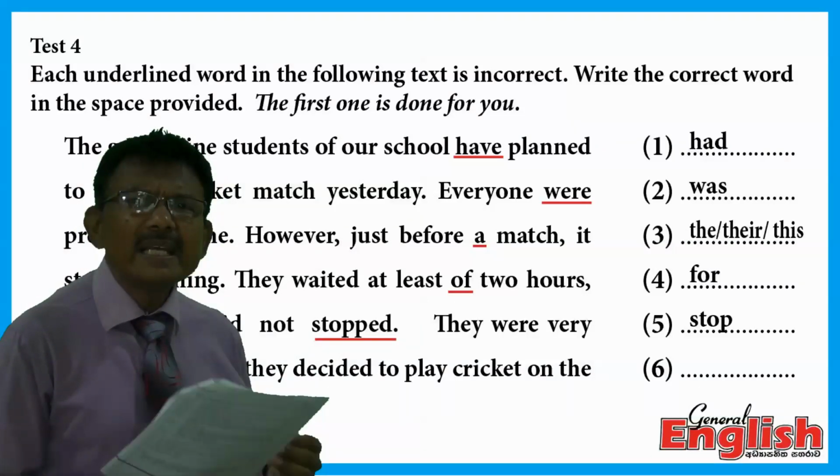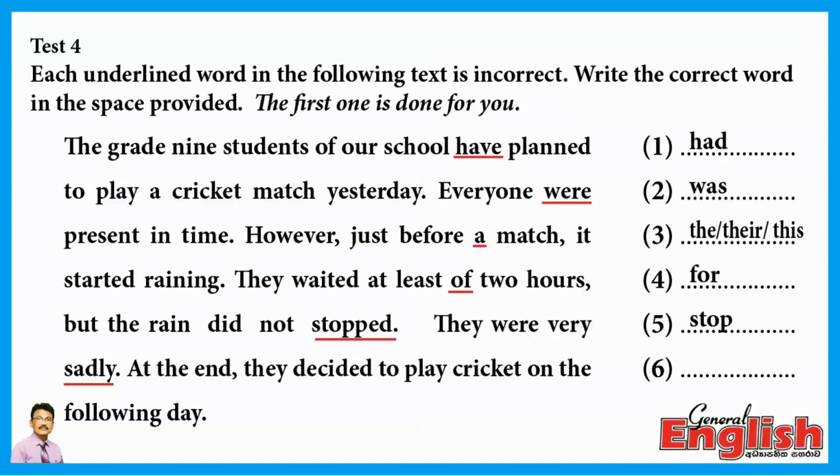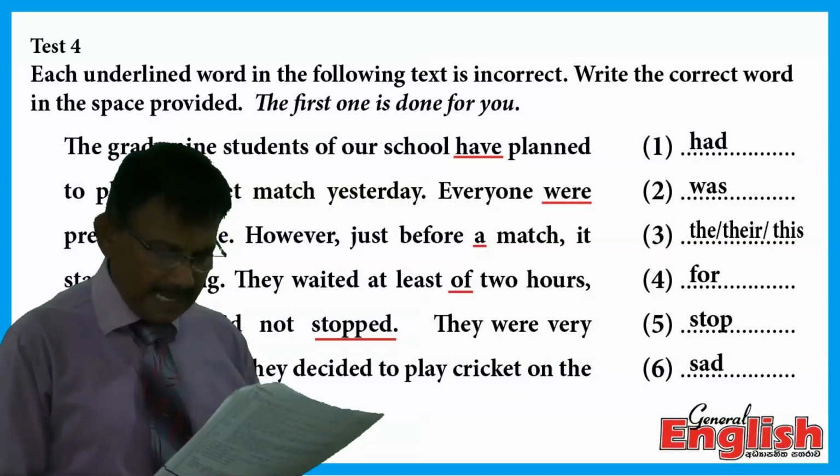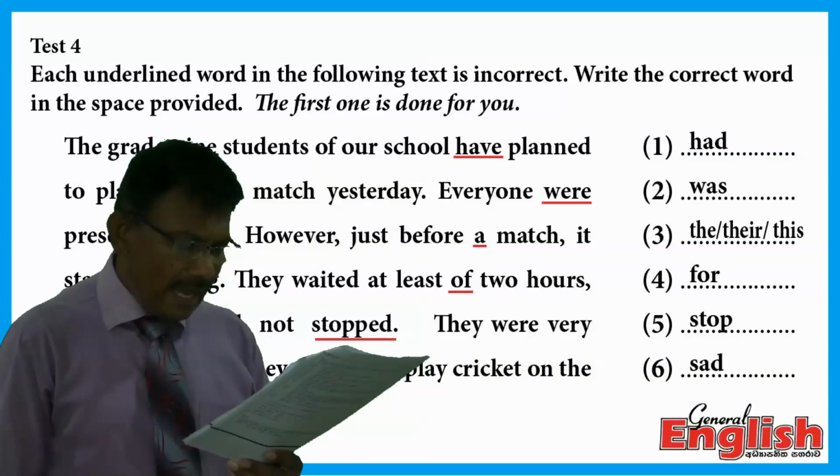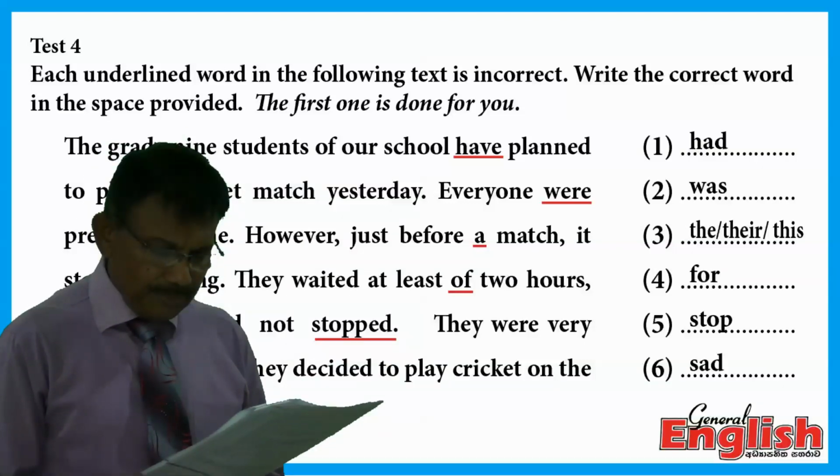They were very sadly. The word sadly is also underlined. That is also wrong. Why? Because sadly is an adverb. That is why it is wrong. So, this must be an adjective. They were very sad. So, sadly is underlined and it is incorrect. So, the correct word must be sad, S-A-D, sad. They were very sad.